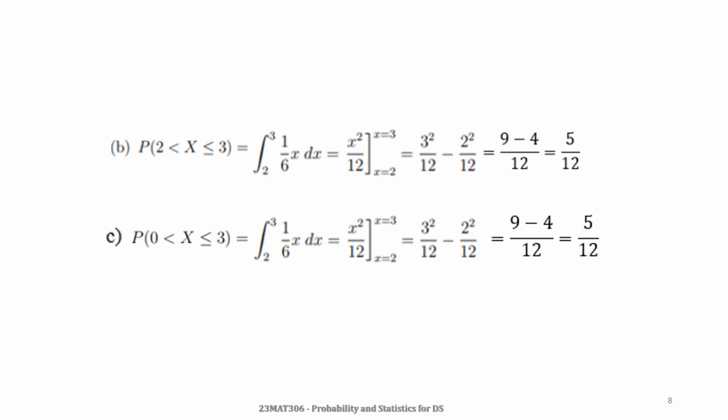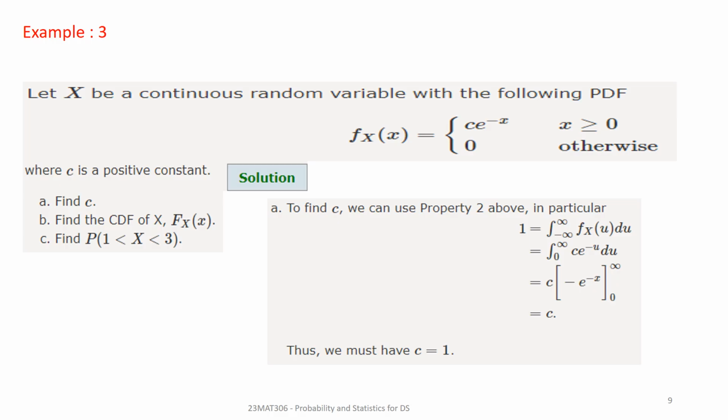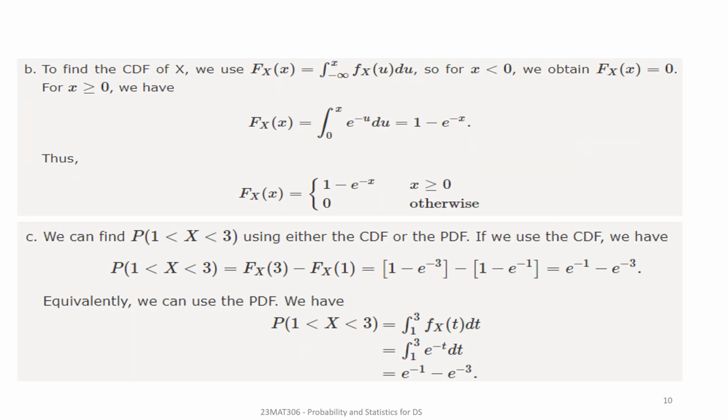So here we want the probability of 2 less than x less than or equal to 3. So the limit is from 2 to 3, 1 by 6 x into dx. So 1 by 6 x is the f of x value, and when we integrate and solve, we get the value to be 5 by 12. Similarly, for the third one, there are only two cases, one is less than 0 and the other is greater than 0. When the value of x is less than 0, we already know that the cumulative distribution function is equal to 0. Whenever it is greater than 0, we calculate from 0 to x of f of x dx. So the value is 1 minus e to the power minus x.